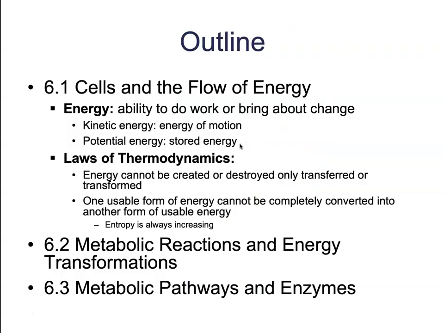All right, to summarize this chapter, we talked about cells and the flow of energy. We talked about how energy is the ability to do work or bring about a change. Kinetic energy is the energy of motion. Potential energy is stored energy. The laws of thermodynamics: we talked about how energy cannot be created or destroyed, only transferred or transformed from one form to another. One form of usable energy cannot be completely converted into another form of usable energy. That is our second law of thermodynamics. Entropy is always increasing. We're going to be losing usable energy in every single transformation.